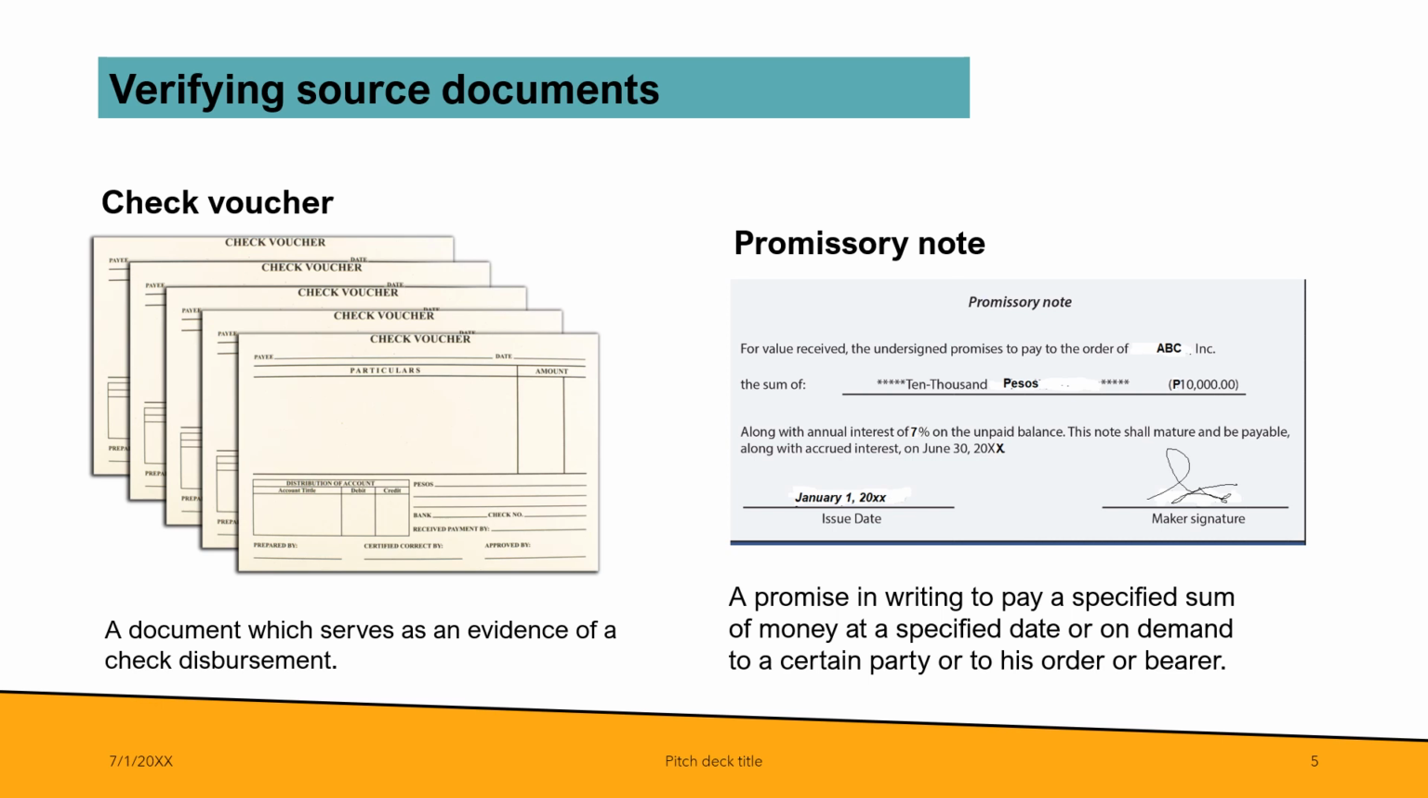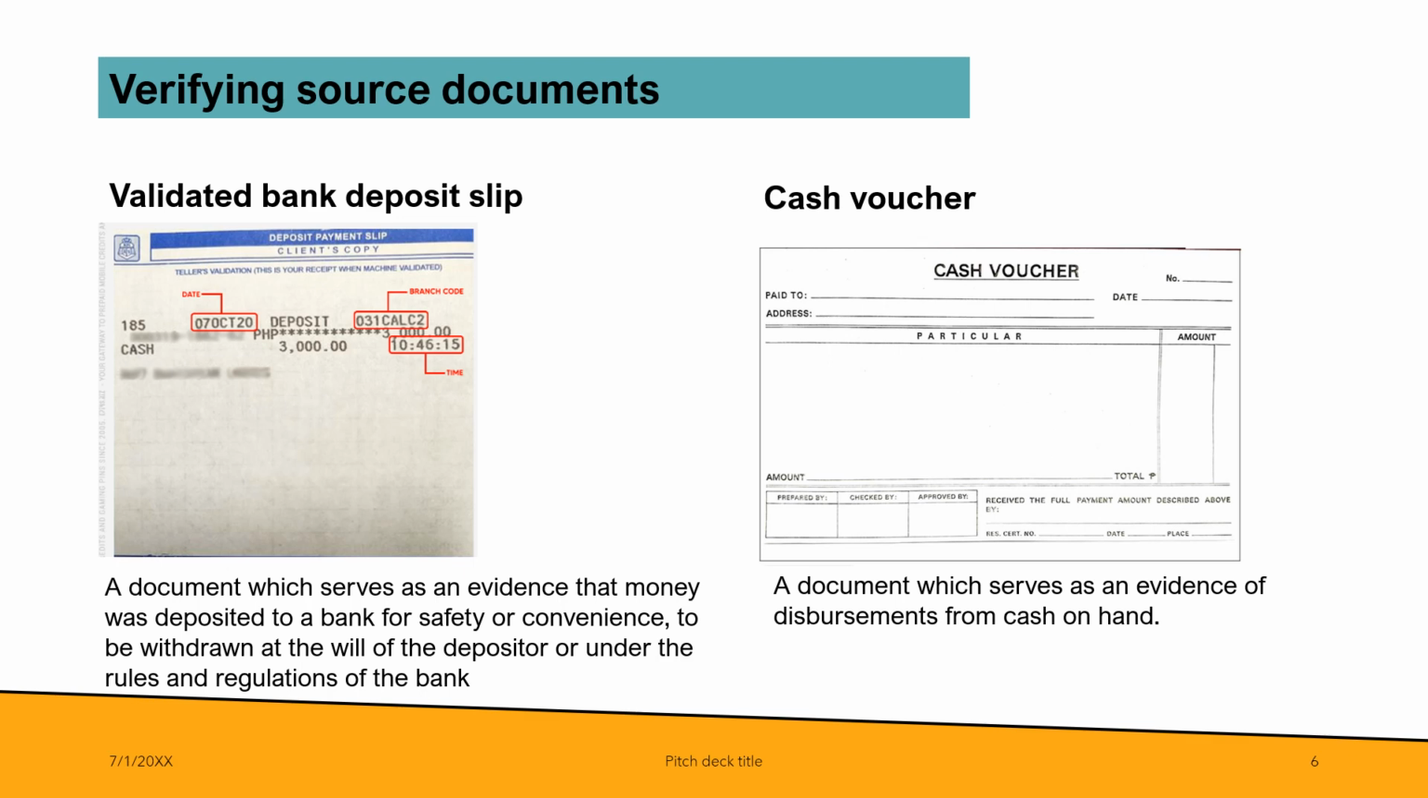It's either notes payable or notes receivable. Okay, it depends. If you are the issuer of the promissory note, then in the books you have to record notes payable. However, if you are the receiver of the promissory note, then you record notes receivable in your books. Okay? Next is validated bank deposit slip.